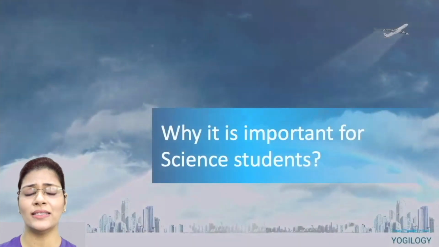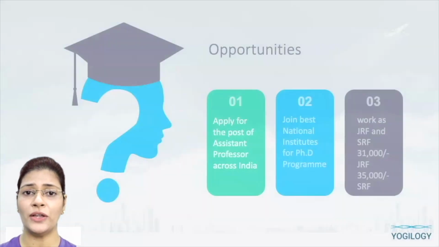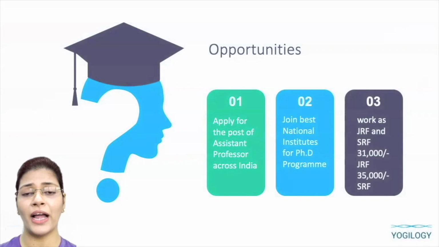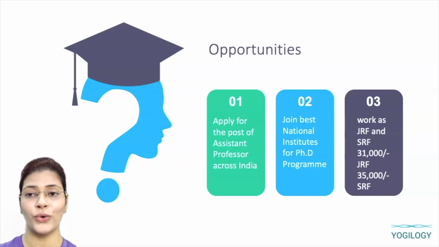Why is CSIR NET important for science students? Once you qualify the test, you can apply for the post of assistant professor across all colleges and universities in India. You can join the best institutes for your PhD program. And third, you are paid a good amount for doing your PhD. Fellowship awarded is around 31,000 per month for JRF, and after completing 2 years, it is around 35,000 as SRF.